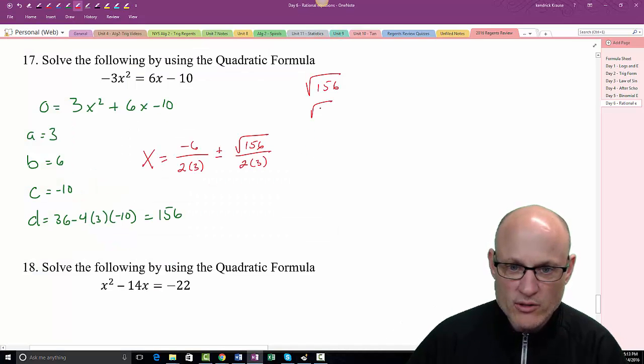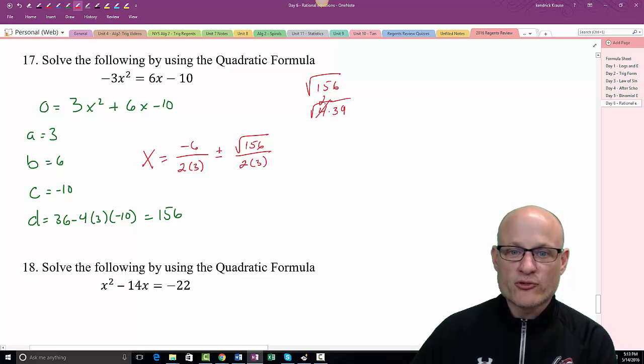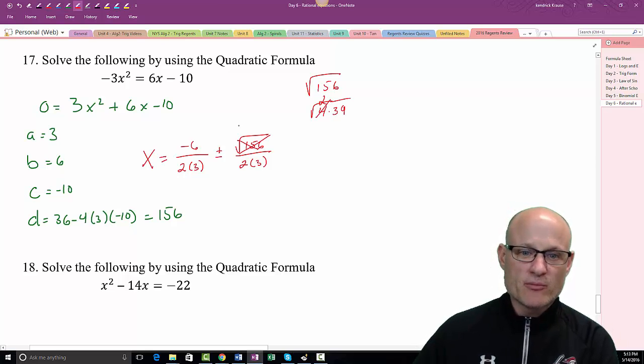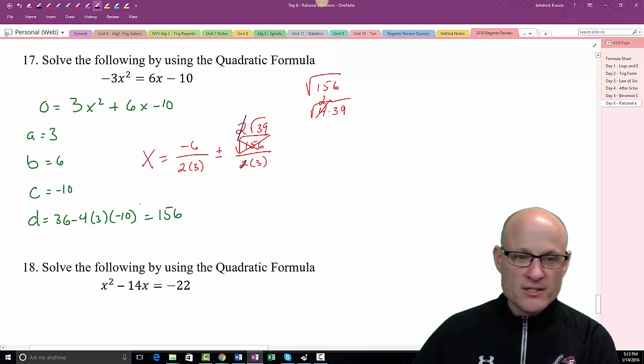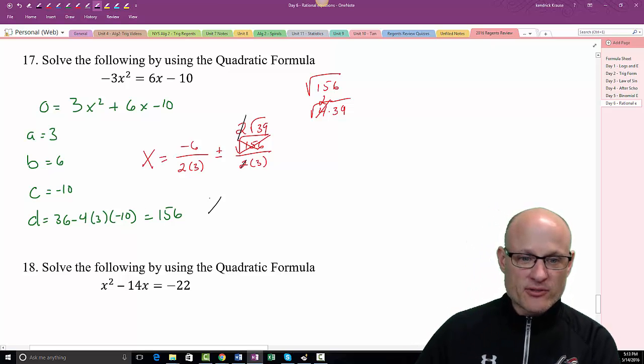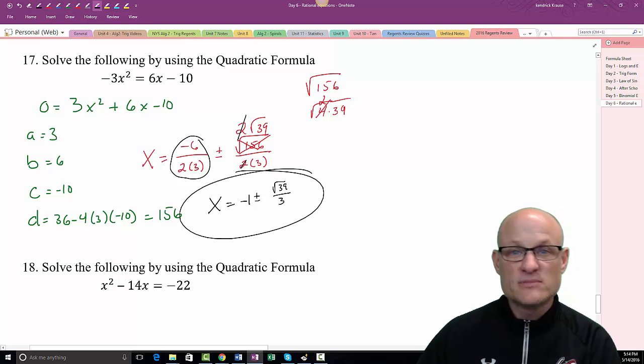So it's going to be the square root of 4 times 39. And the square root of 4 is just 2. So this thing here becomes 2 square roots of 39. Well, notice that the 2's cancel. So my final answer is x equals, this is just negative 1, negative 1 plus or minus the square root of 39 over 3. Done.